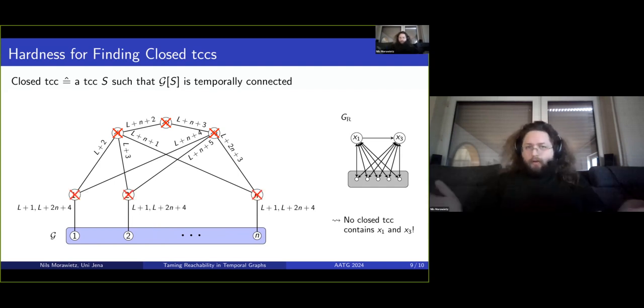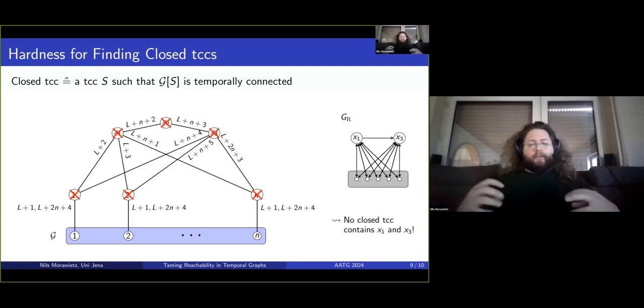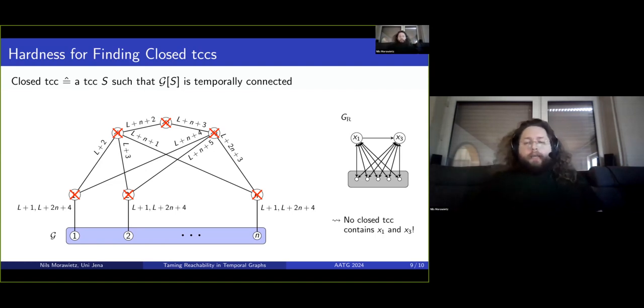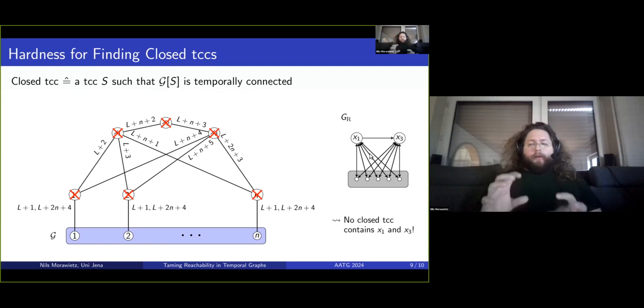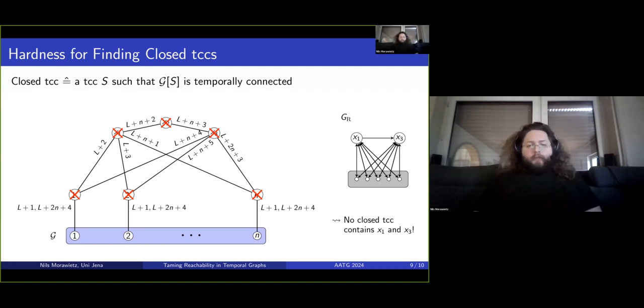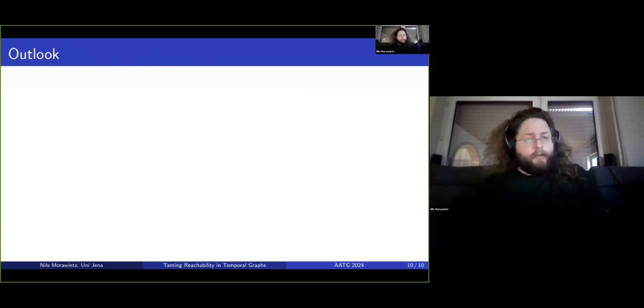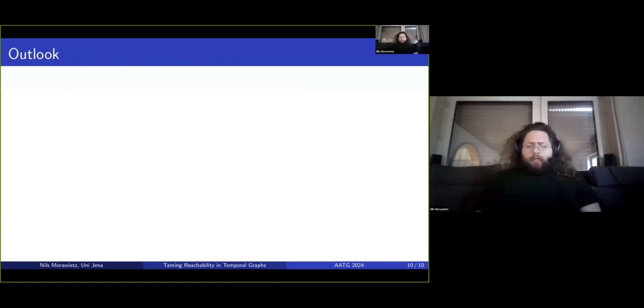So also those are not contained in the closed component, which just leaves us with the original instance. So with this small connectivity gadget, we can make the reachability graph very, very transitive, where we only have to add one arc or remove one vertex to obtain a transitive graph, while still preserving hardness results for the closed temporally connected component problem.